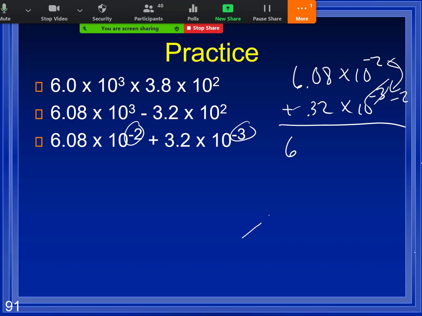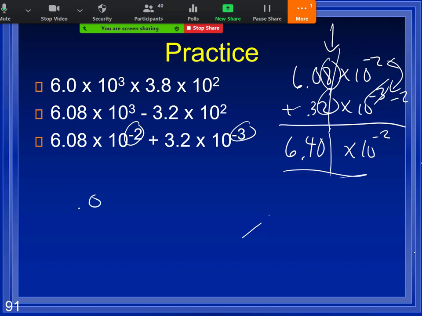Now I can add them. My calculator is going to give me 6.4 times 10 to the negative second. But think about sig figs. That 8 and that 2 are both sig figs. Those are both 2 decimal places. I need 2 decimal places here, but I only got 1. What's missing? The 0. I need that 0 to have something in the second decimal place. I have to write it in.